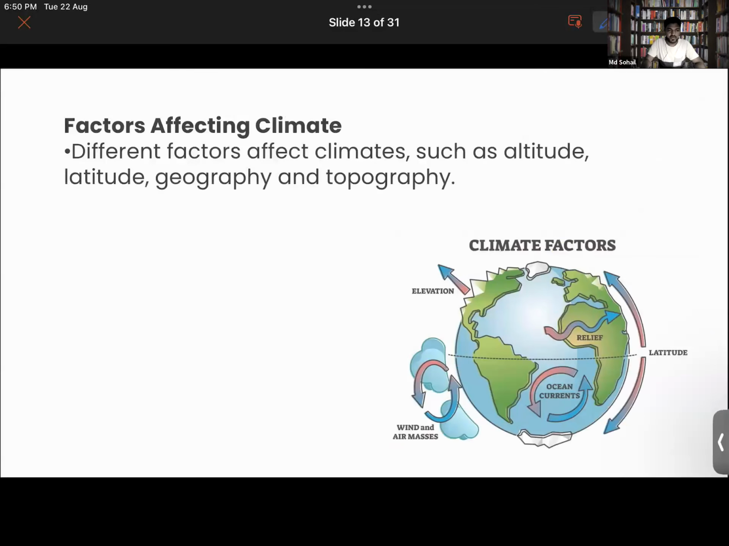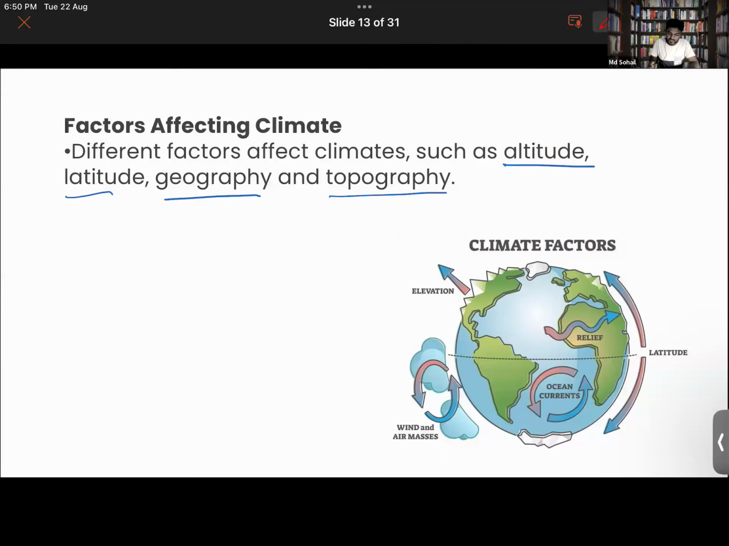Now moving on to the main thing: what are the factors that define the climate? There's not only one or two factors, there are several factors. Some of the factors are altitude, latitude, geography, and topography, and other factors like distance from the sea. These are the factors that will define the climate. We will study each of them in detail here.